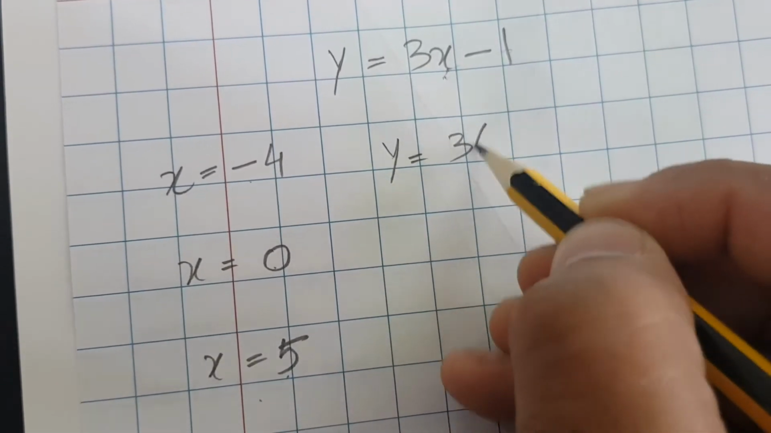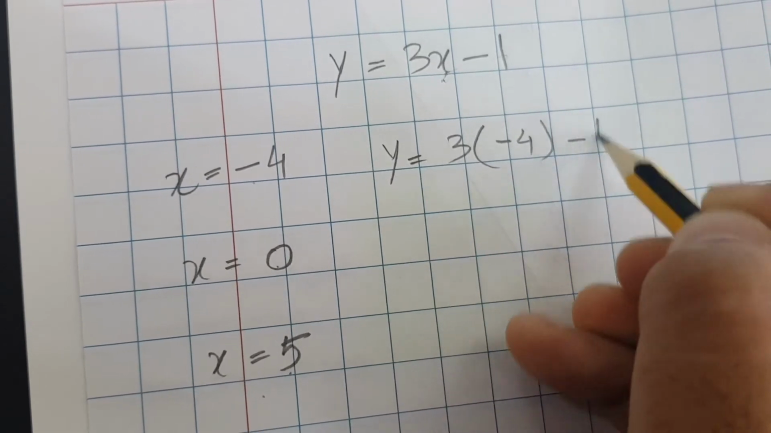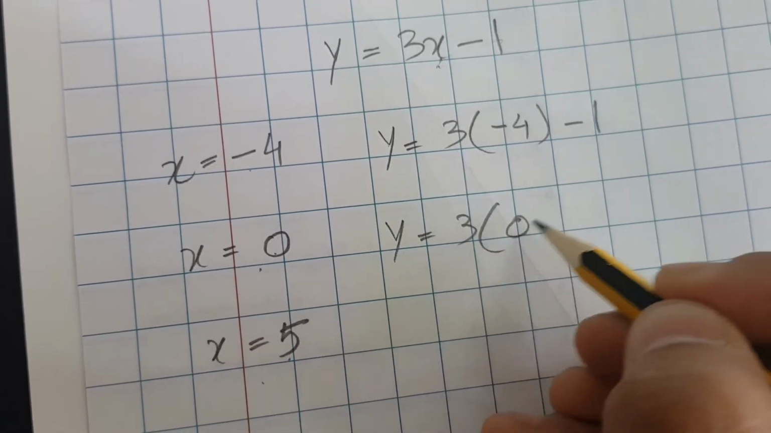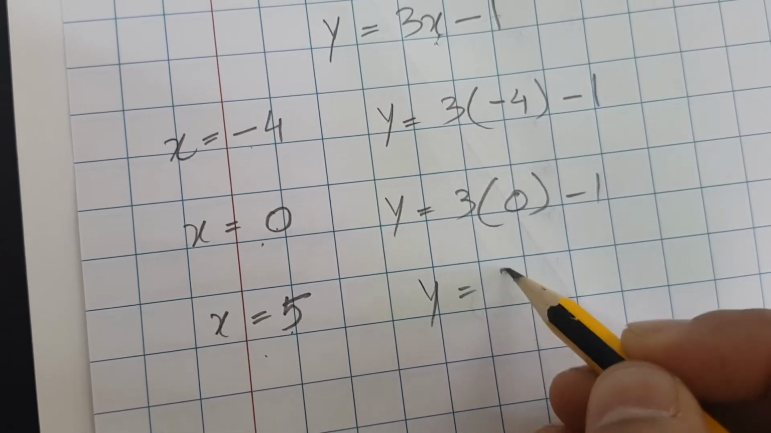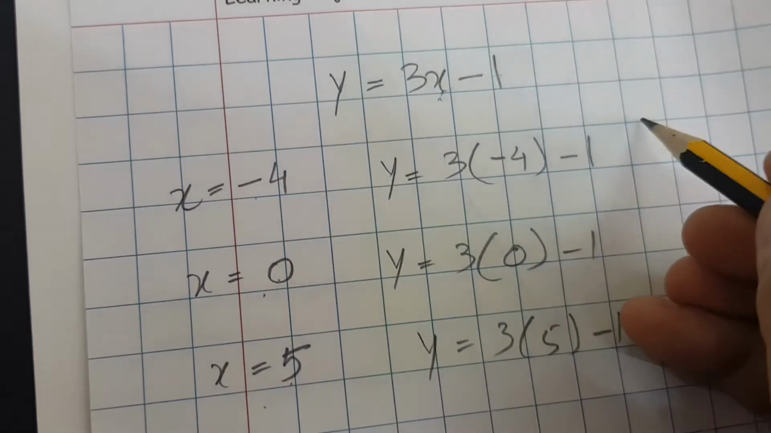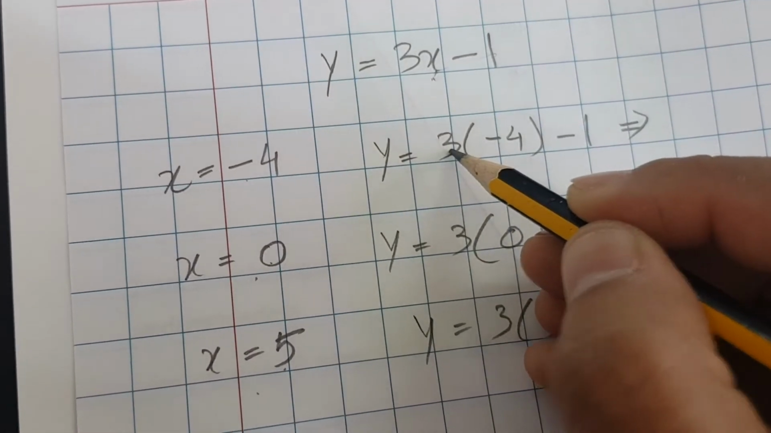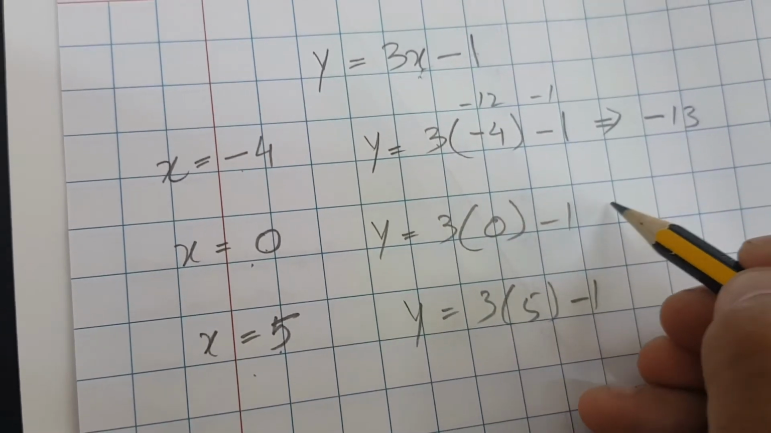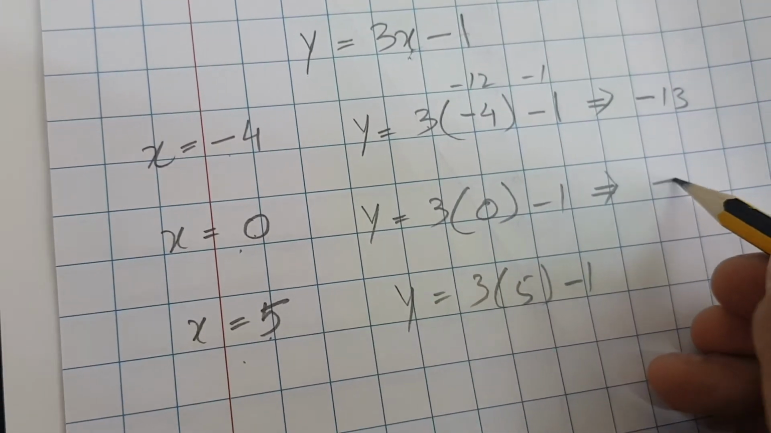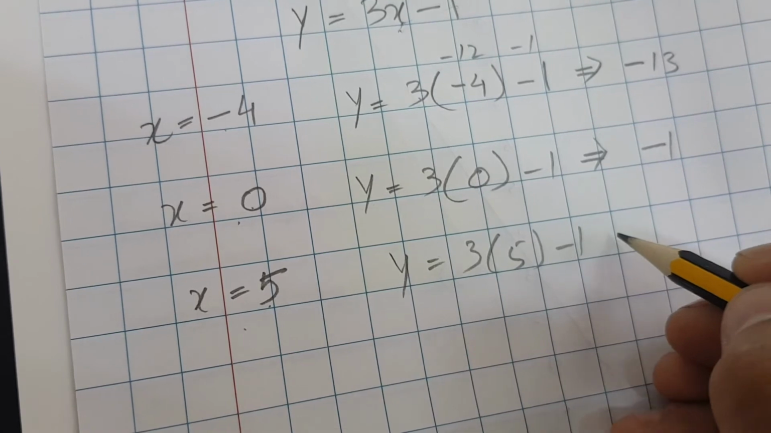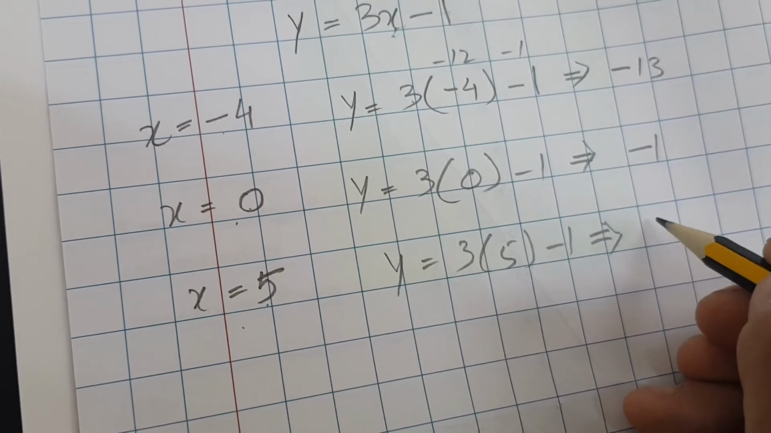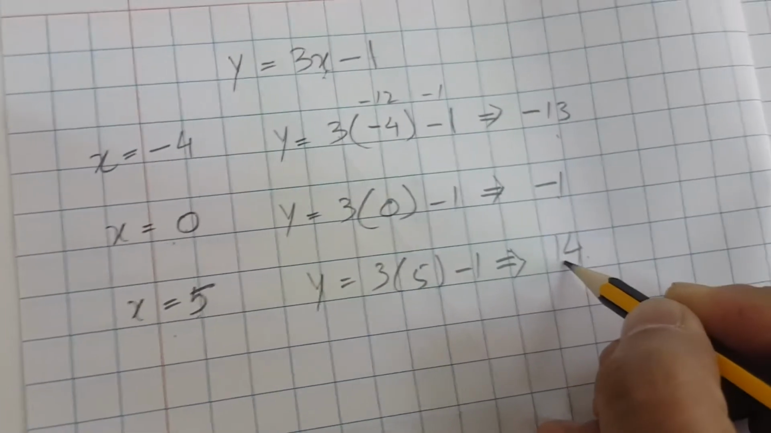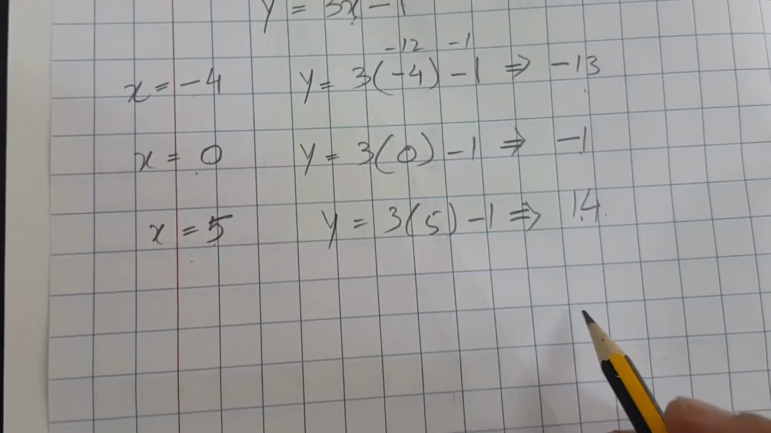So y equals 3 times negative 4, minus 1. Next one, y equals 3 times 0, minus 1, and y equals 3 times 5, minus 1. So I'll solve them. 4 threes are 12, minus 1 makes negative 13. So I'll mark negative 13 here. This becomes negative 1 eventually, because 3 times 0 is 0. And this becomes 15 minus 1, which makes 14. So when x is negative 4, y is negative 13. When x is 0, y is negative 1. And when x is 5, y is 14.